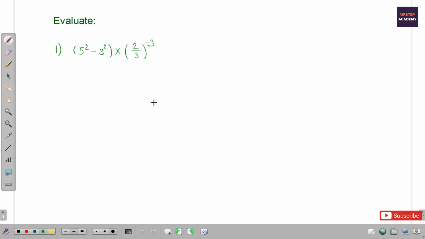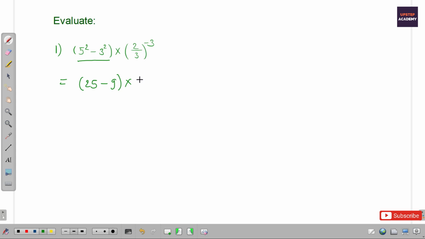Let us go for solving actual examples. Here is the first example we have. (5 raised to 2 minus 3 raised to 2) into (2 upon 3 raised to minus 3). Let us solve this bracket first. It will be equal to 25 because 5 square is 25 and 3 raised to 2 is 9, into 2 upon 3 raised to minus 3.